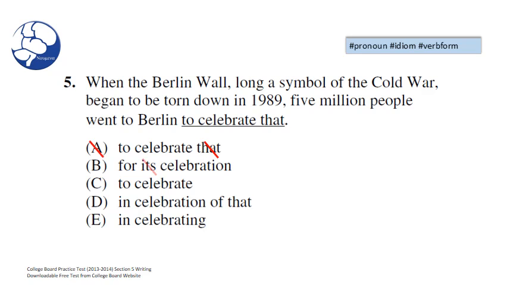Error in A, error in B, I see an error in D, and error in E. Answer should be C. Pretty fast, right? But not just fast, fast and accurate. What happened there? Well, let's look at the grammar.